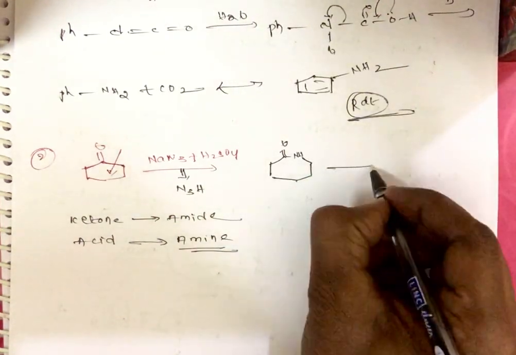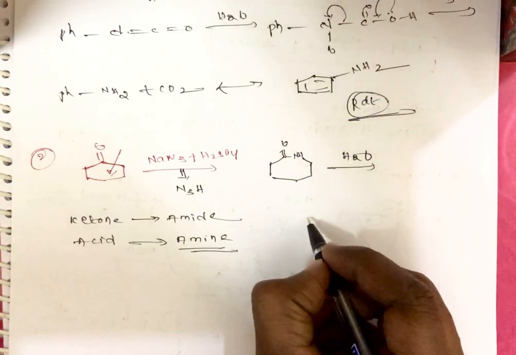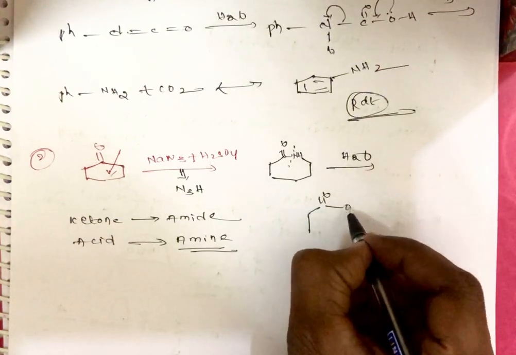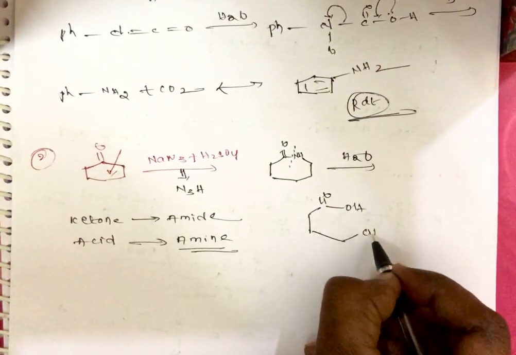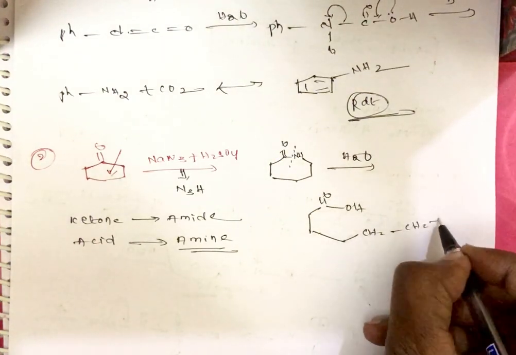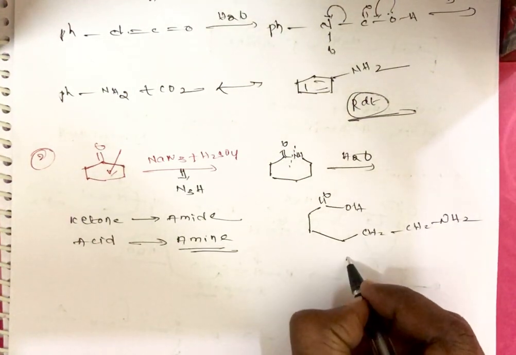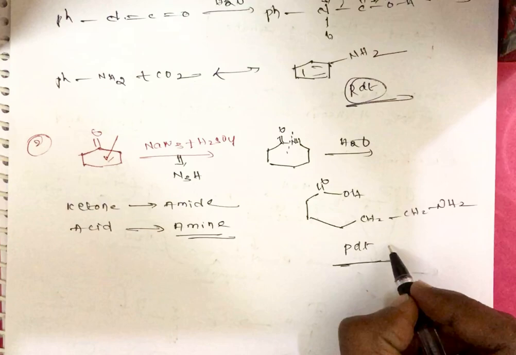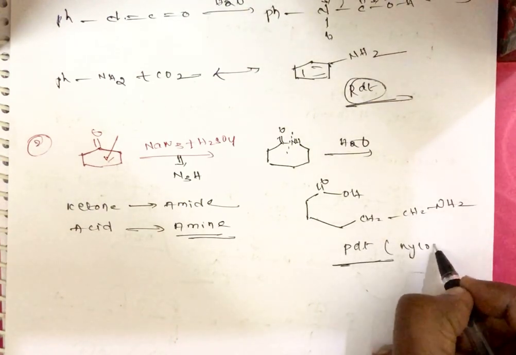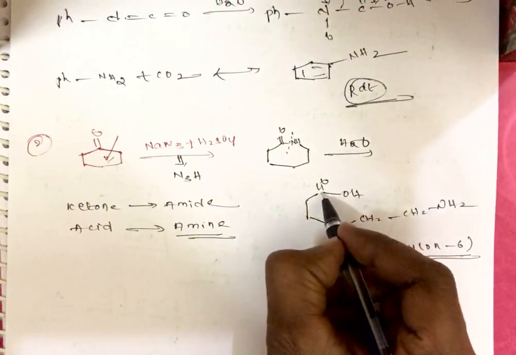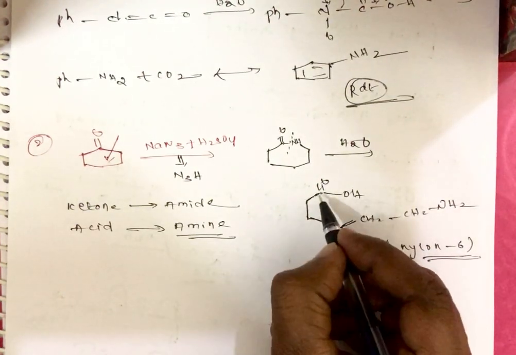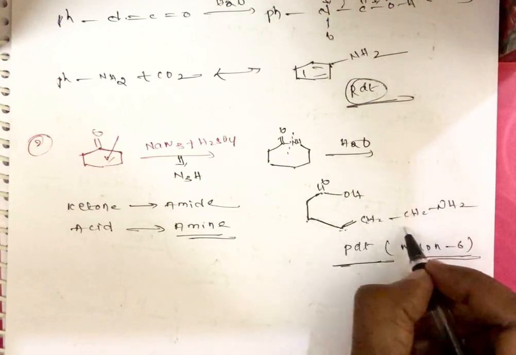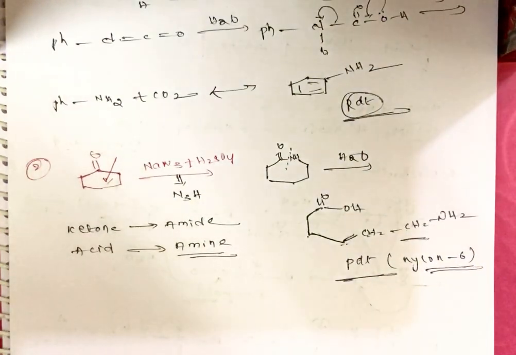Again it is treated with a water molecule, and the ring breaks, giving the OH and CH2NH2. This is our product. We can call it nylon 6, because counting 1, 2, 3, 4, 5, 6, it has 6 carbons.